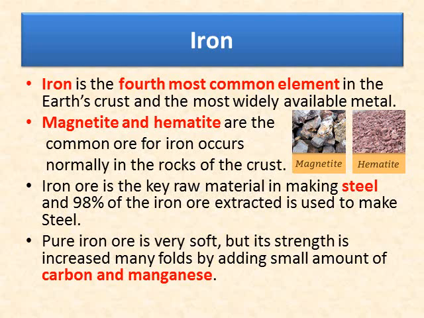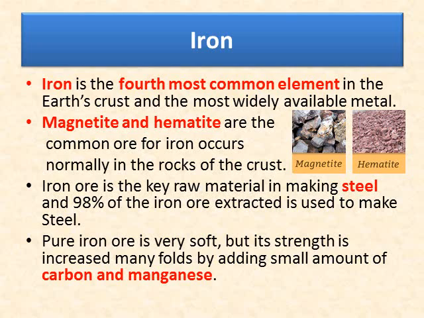Iron is the fourth common element in the earth's crust and it is the most widely available metal. Which is the most widely available metal? Yes, it is iron. Magnetite and hematite are the common iron ore for iron. Learn the spelling: M-A-G-N-E-T-I-T-E, magnetite, and H-E-M-A-T-I-T-E, hematite are the common ores for iron and they occur normally in the rocks of the crust.